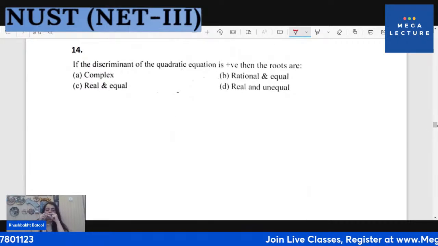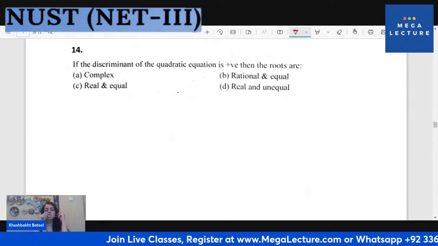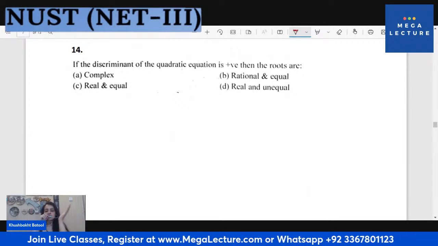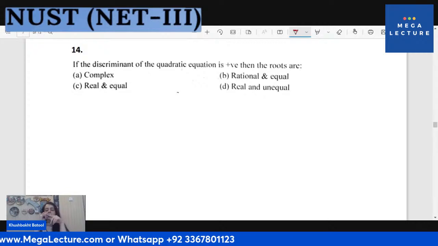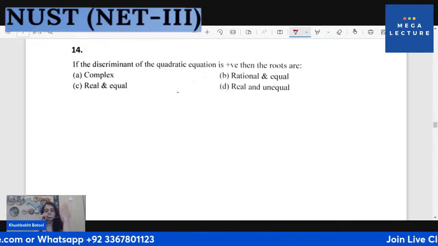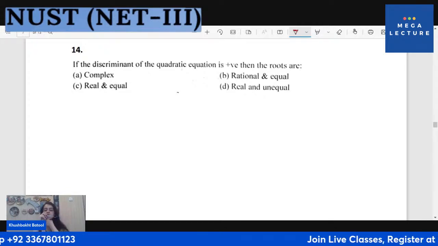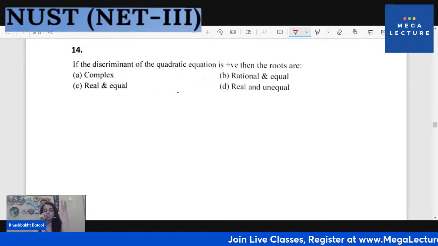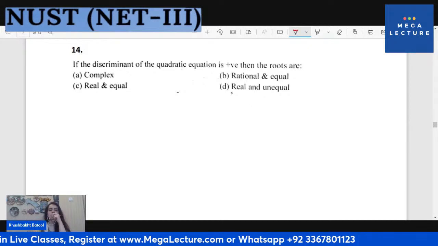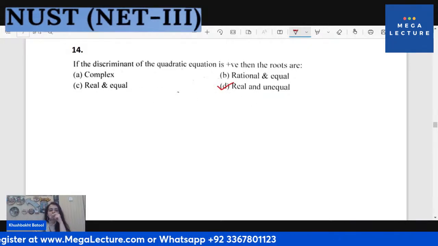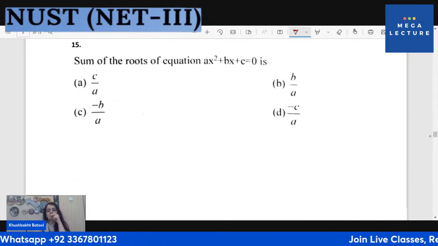So this is the 14th question, and it says, if the discriminant of the quadratic equation is positive, then the roots are... Now again, your discriminant is b squared minus 4ac. If it is positive, what do you know? You know that you would be getting two real solutions, right? So obviously, if I'm saying two, they are unequal and they are real. So the answer is going to be D in this case. So this was a simple question. Okay, let's talk about the next one.